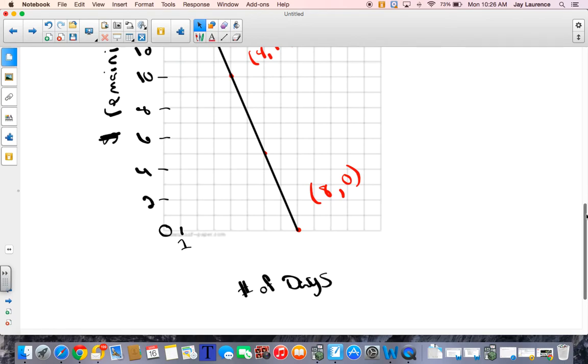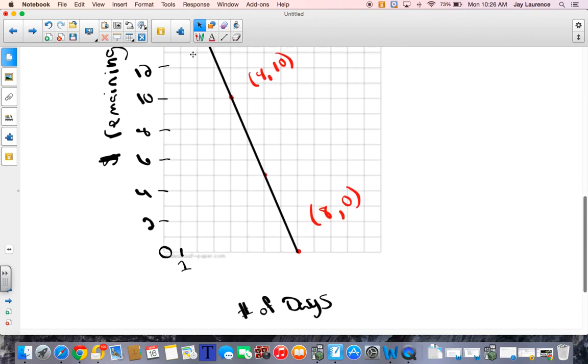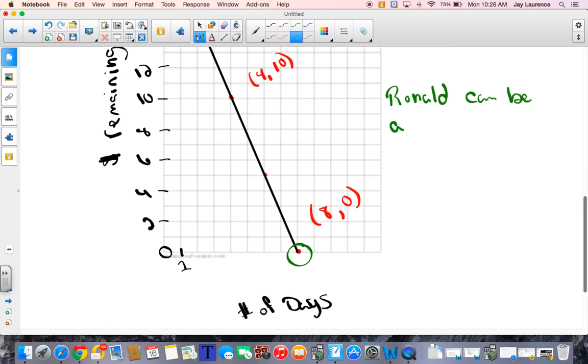All right, so what we've got going on here is we know that Ronald will have enough money to buy a latte for 8 days. Okay, day 1, day 2, day 3, all the way there. Okay, so Ronald can buy a latte for 8 days. And then he'll be out of money and he'll need another source of money.